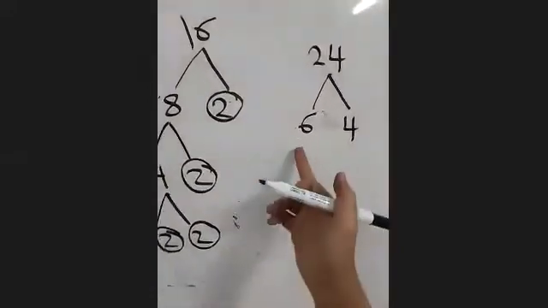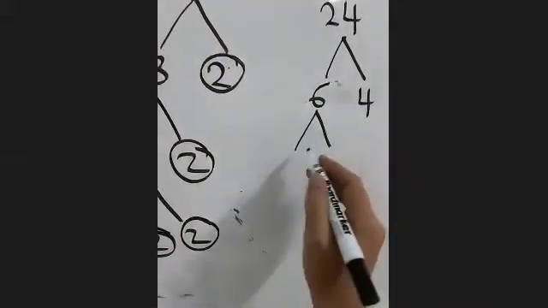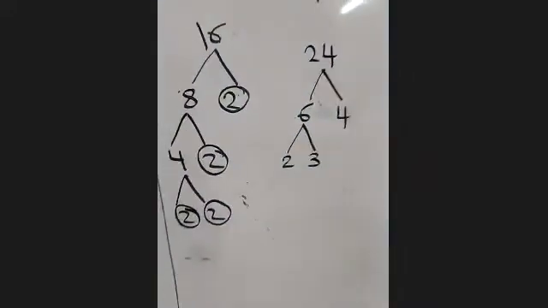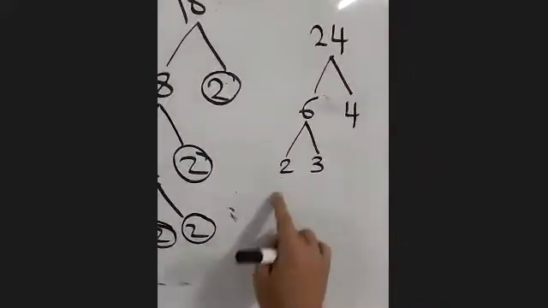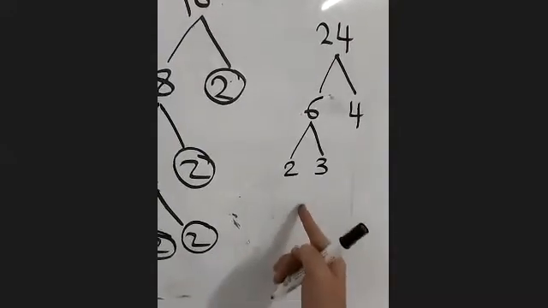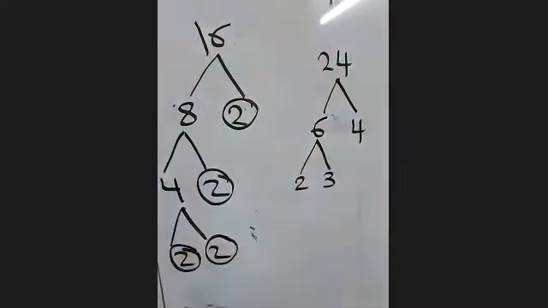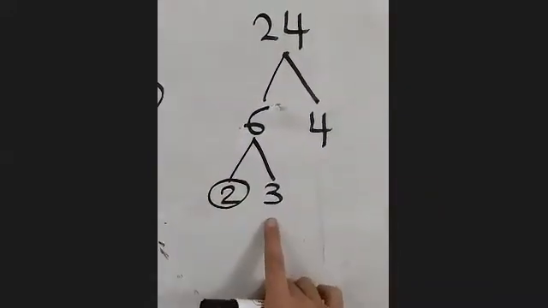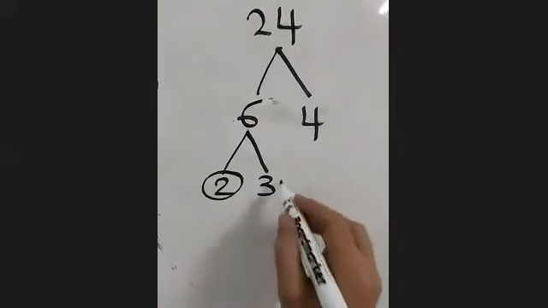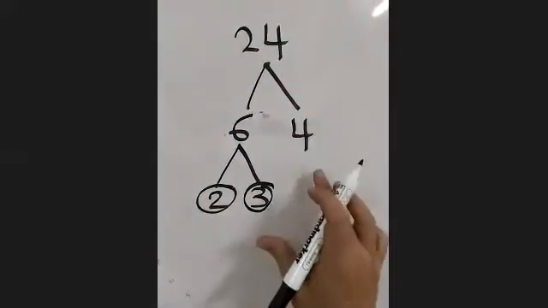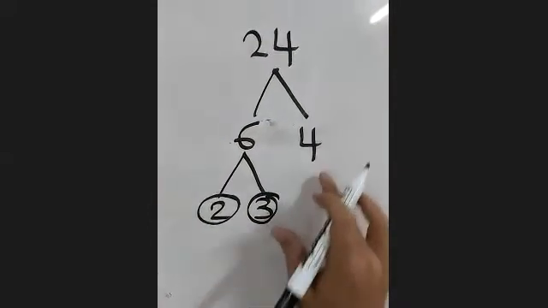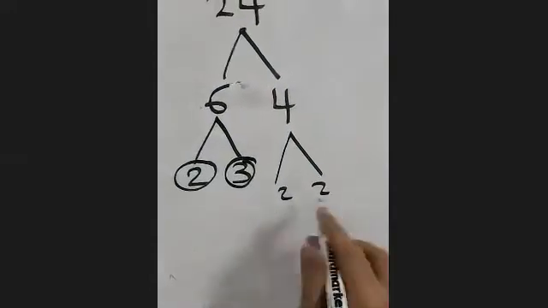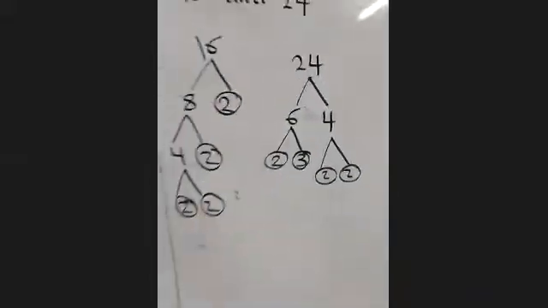Now I will do the same for the 6. Two numbers, if you multiply them, you get 6, is 2 multiplied by 3. Now, can I do more for the 2? No, because I have only 2 by 1, and I don't want 1 in the tree. So we put a circle. Can I do more for the 3? No, I have only 3 by 1. So I put a circle. Can I do more for the 4? Yes, it is 2 by 2. I do it. And the 2's only 2 by 1. So I put circles like this.